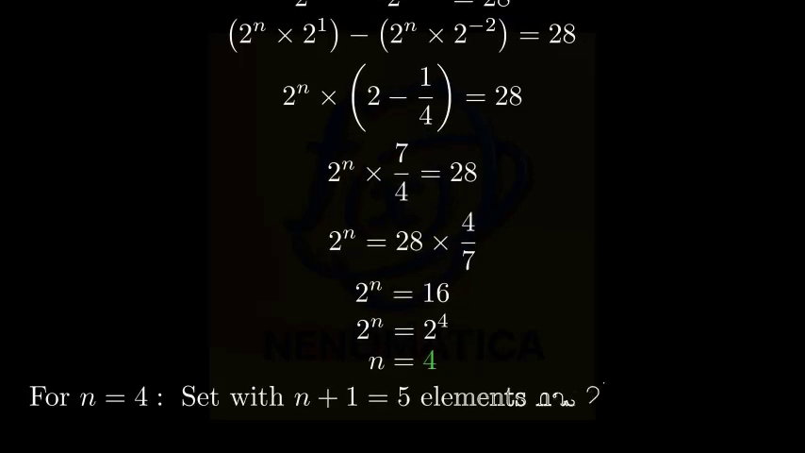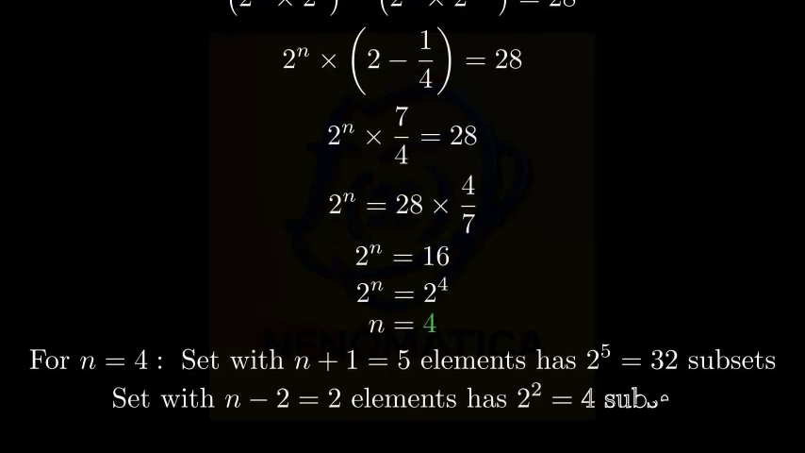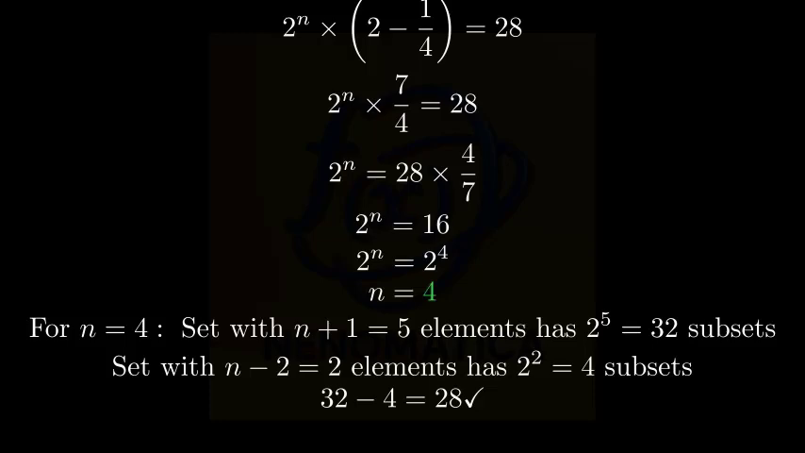With n equals 4, a set with n plus 1 elements, or 5 elements, has 2 to the power of 5, or 32 subsets. A set with n minus 2 elements, or 2 elements, has 2 to the power of 2, or 4 subsets. And indeed, 32 minus 4 equals 28, which matches our problem statement. Therefore, n equals 4 is correct.